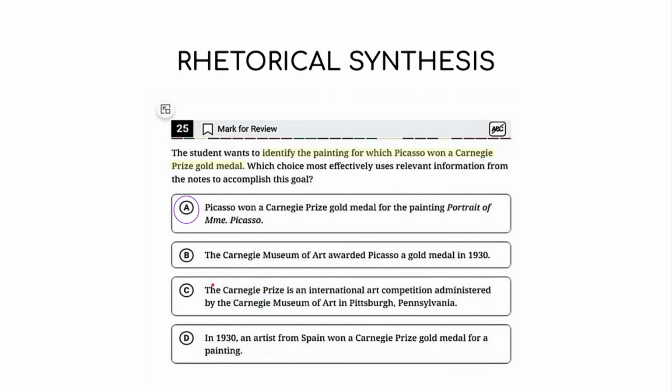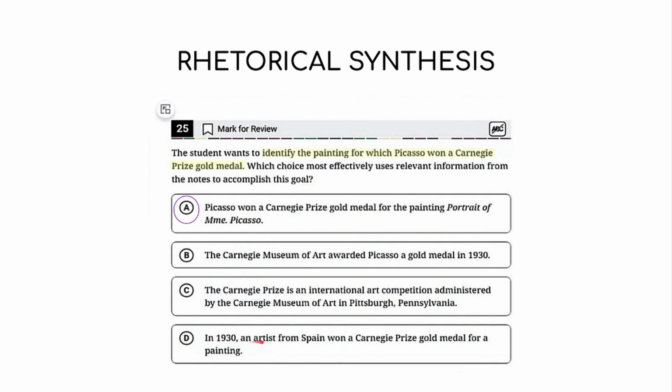Whatever, it doesn't tell you what painting. The Carnegie Prize is an international art competition administered by the Carnegie Museum of Art in Pittsburgh, Pennsylvania. That's great, but it doesn't talk about Picasso at all, let alone what painting he won it for. It doesn't even mention Picasso's name.